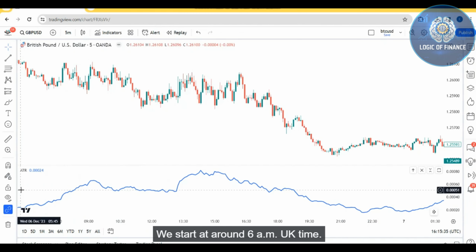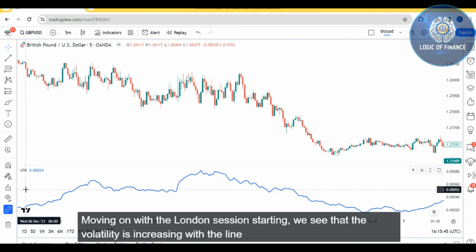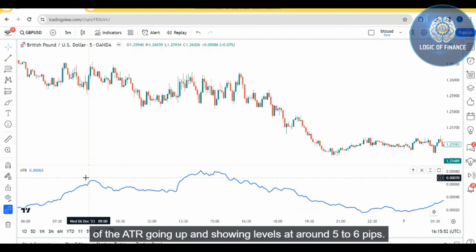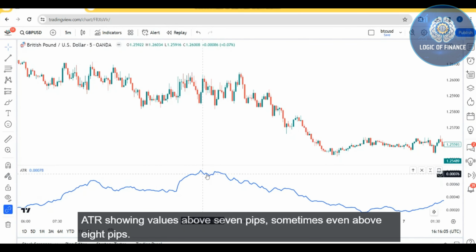We start at around 6 AM UK time. Volatility seems to be quite low, with the ATR at 2.4 pips. Moving on, with the London session starting, we see that the volatility is increasing, with the line of the ATR going up and showing levels at around 5 to 6 pips. With the overlap between the London and the New York session, the volatility reaches a peak, with the ATR showing values above 7 pips, sometimes even above 8 pips.